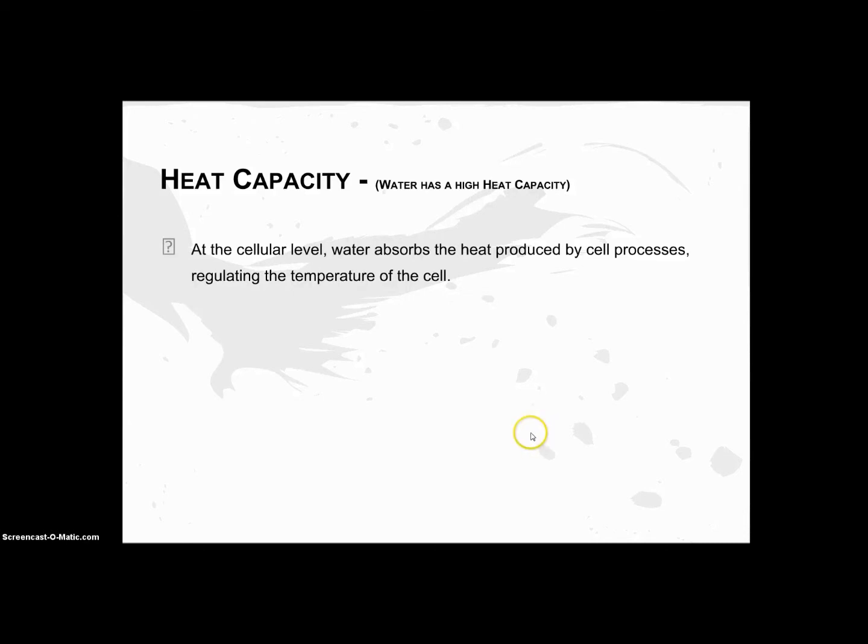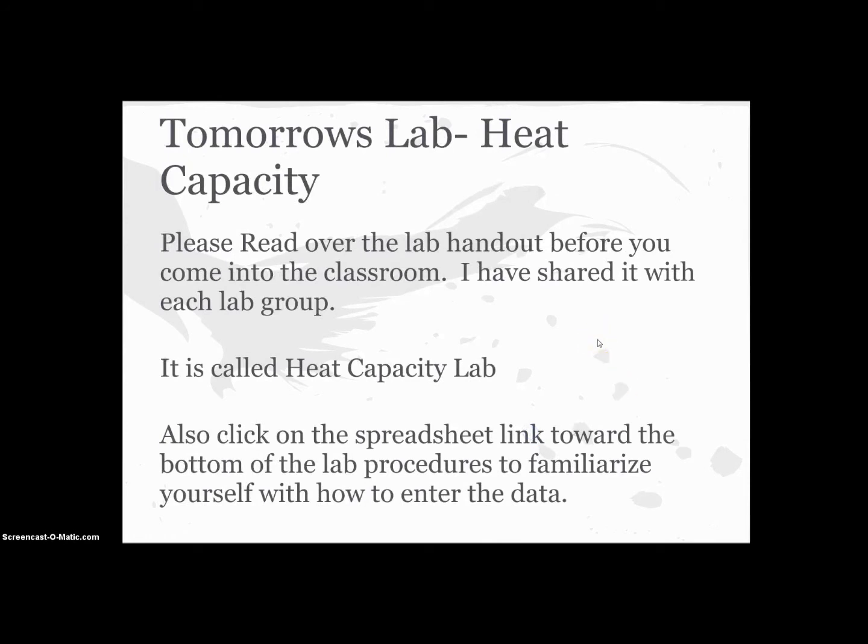Now, tomorrow's lab, it's very important that everybody reads over the procedures for class before you come into class. I've shared a document on Google Docs with you. It's titled Heat Capacity Lab. When you look at it tonight, make sure you also click on the spreadsheet link towards the bottom so you know how to enter the data.